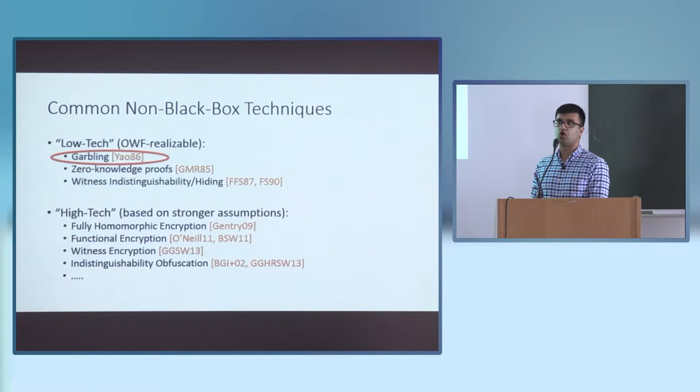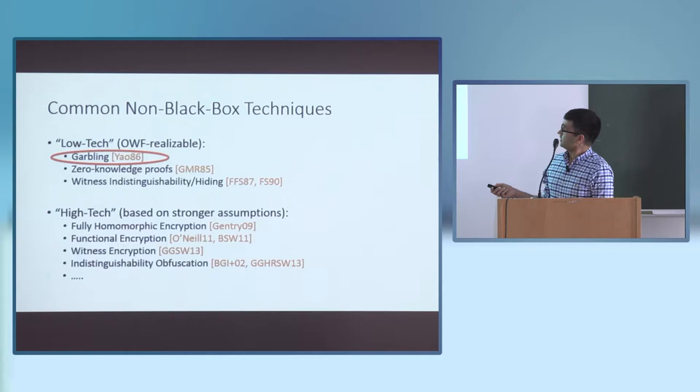Specifically, what I'm talking about is situations where you will make non-black box usage of the one-way function. So I will give some examples, and you will see what I mean. Okay. So, any other questions?